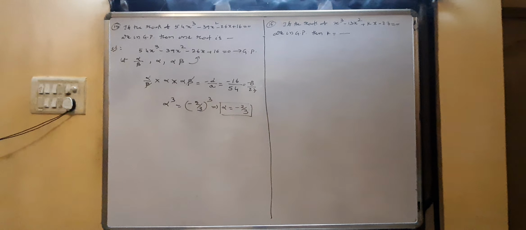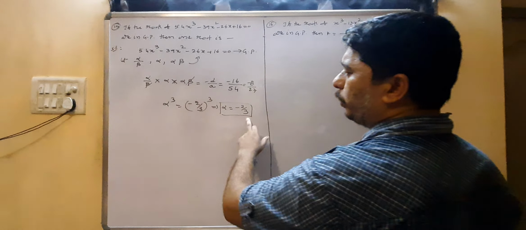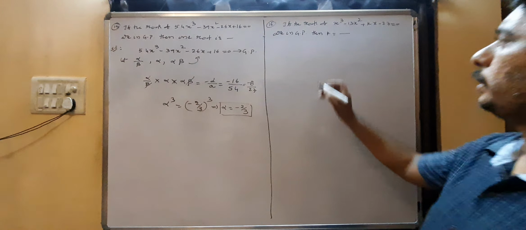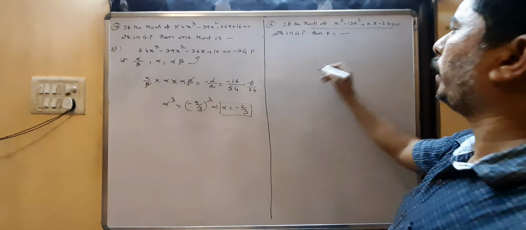So one of the roots is minus 2 by 3. Coming to the next question. If it is not there in the options, then by using this root you can do simple division and we get the other two roots. The same model: a cubic equation is given.